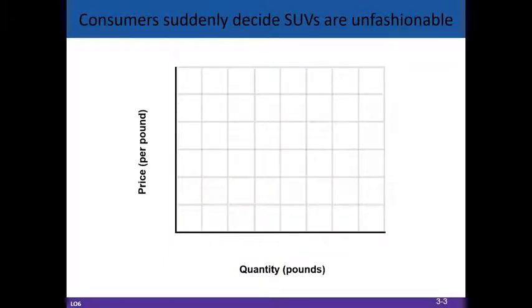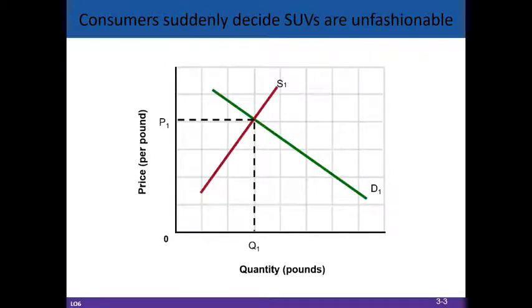In this case, the information is consumers suddenly decide SUVs are unfashionable. Once again, let's start with the initial equilibrium. When the market is in equilibrium, the price is P1 and Q1 quantity is bought and sold. Since this information is about demand, it's all about consumers' decisions about purchasing SUVs. This is about demand, so we will predict that the demand will change.